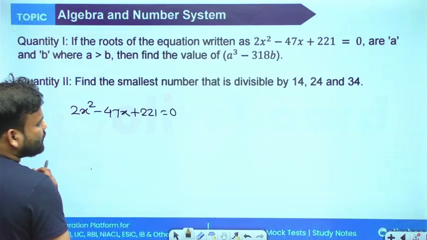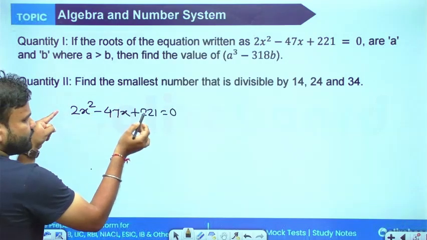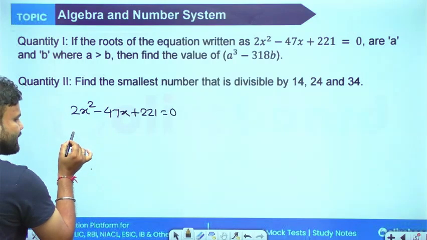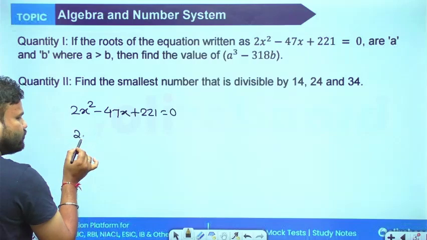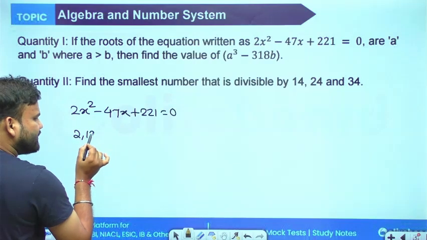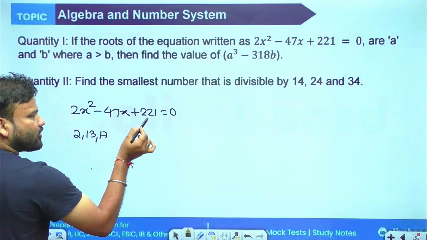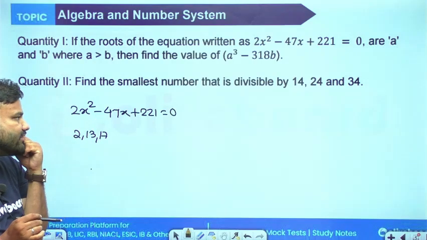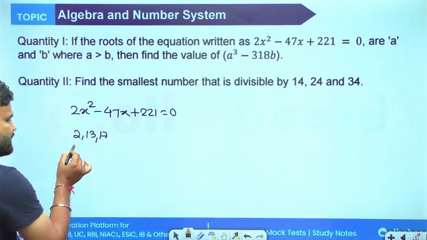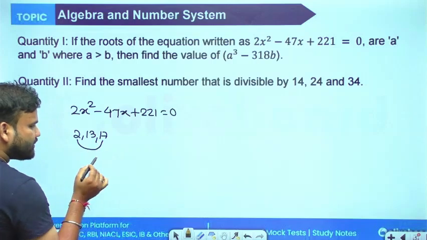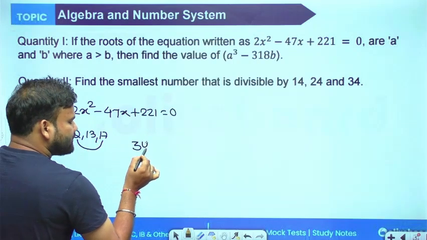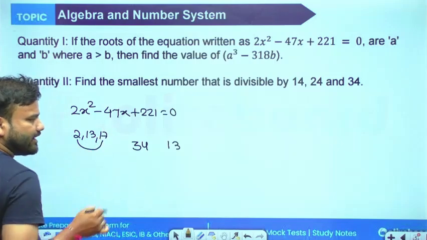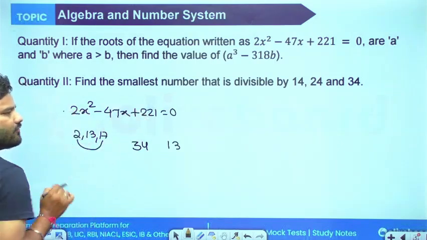So how to solve the quadratic expression? The product of roots should be 221 into 2, and on adding you should be getting 47. How to do this? Write 221 as 13 into 17, and this is the product of 13 and 17. By the combination of these numbers, I should be getting 47. 17 into 2 is 34. So 34 and 13. See, 34 plus 13 is what? 47. And 34 into 13 is 442.